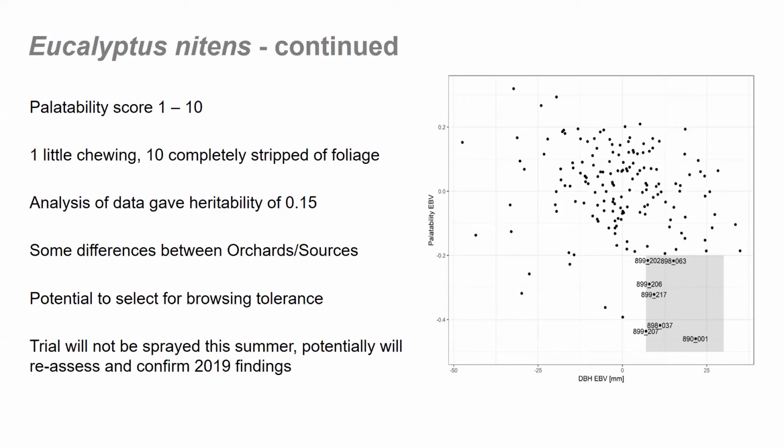If you look at the graph to the right, the grey area contains families that are above average for growth but below average for chewing, so there's potential in this population to select for browsing tolerance. And the trial won't be sprayed this summer, so potentially we'll get continued chewing and our second assessment could go ahead and we'll be able to confirm these findings.